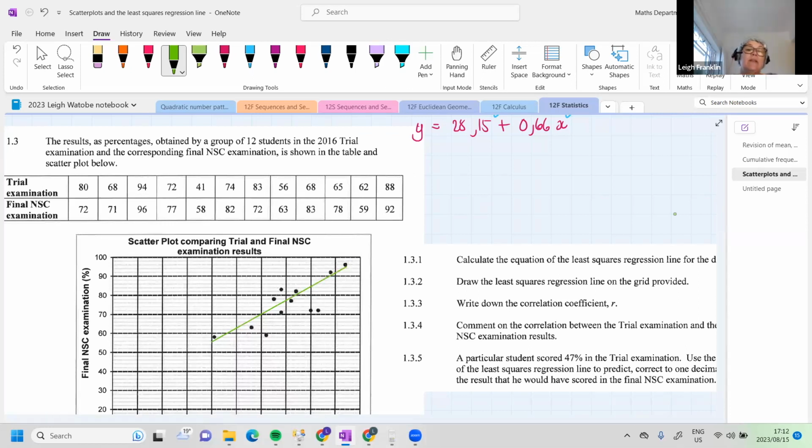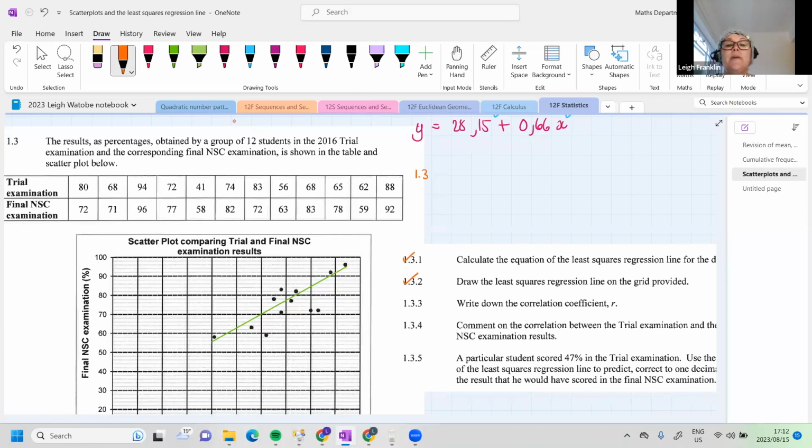Okay, so I want to connect those two together. All right, not going past my endpoints. All right, so that's really important. I'm not allowed to go past my endpoints, the smallest or the biggest. So that's question 1.3.2 done. Let's go and have a look at question 1.3.3. They want us to write down the correlation coefficient.